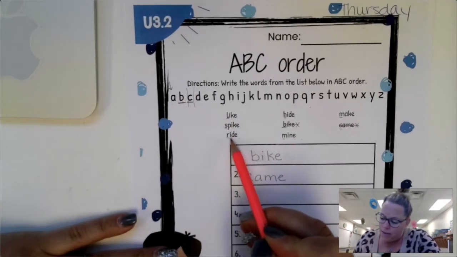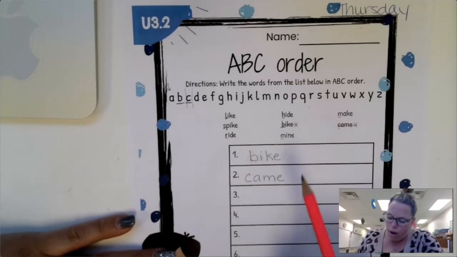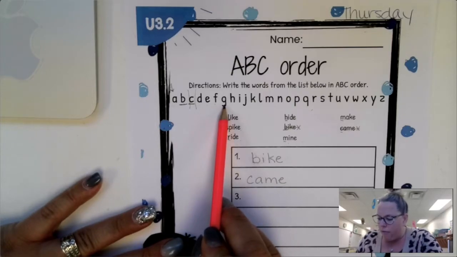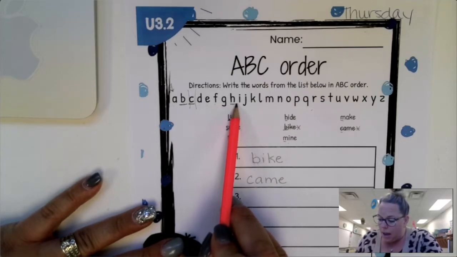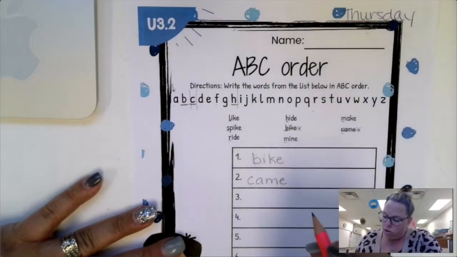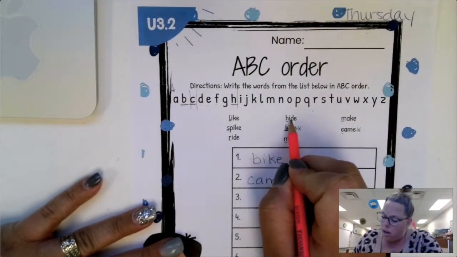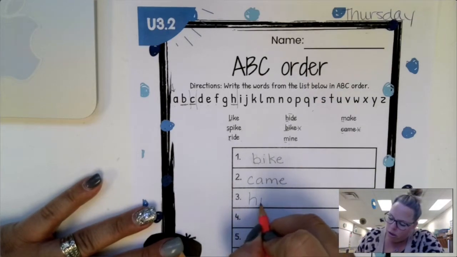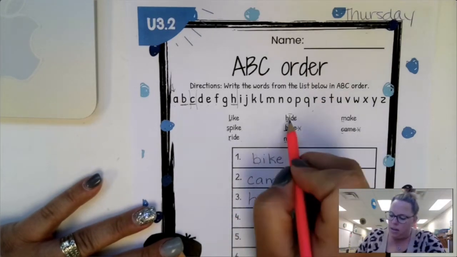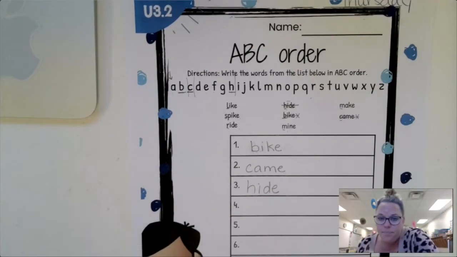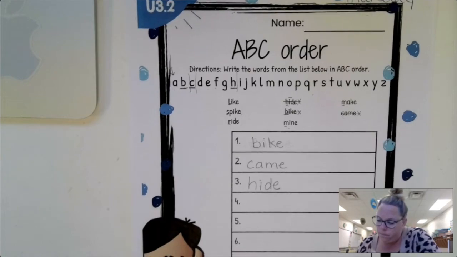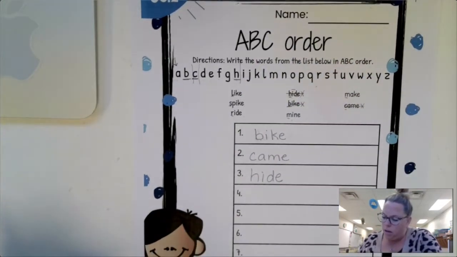L, S, R, H, or M. D, E, F, G, H. Okay, we're stopping at H. The word is hide. Hide. H, I, D, E. Hide. Okay, we're done with H now. We have L, S, R, and M.